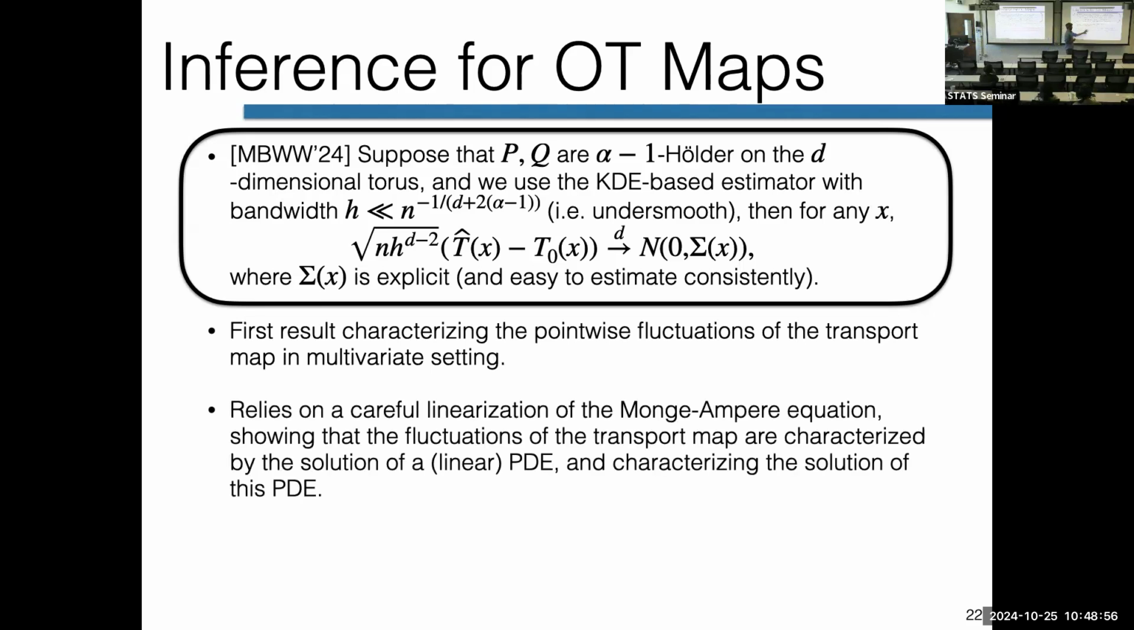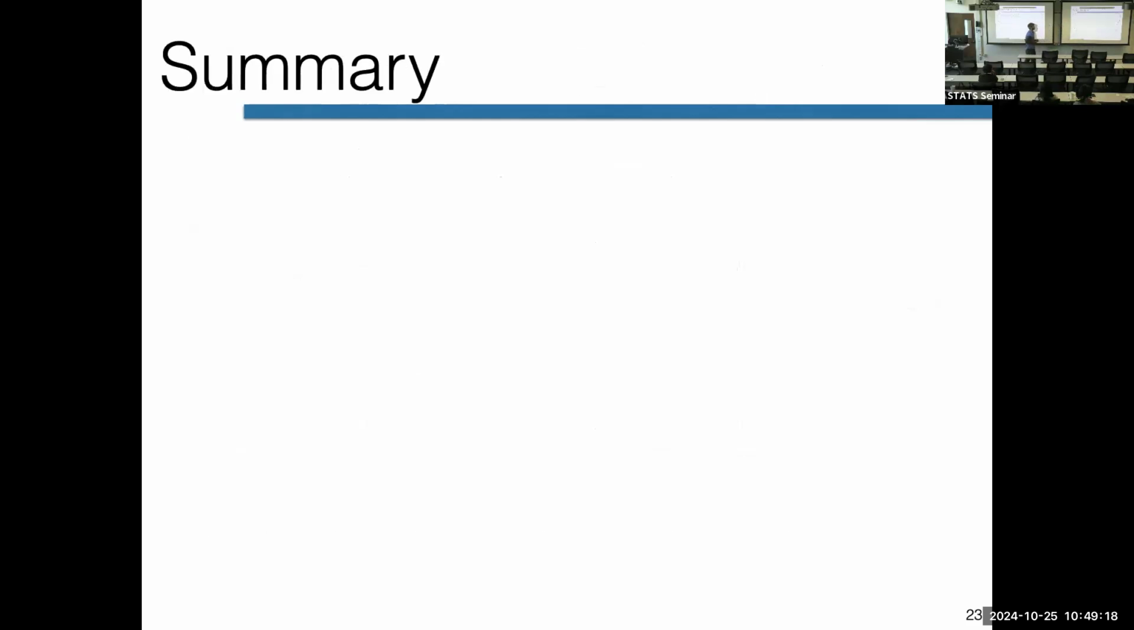I will not say how this is done, but roughly what you have to do is take that partial differential equation that I wrote down with the change of variables formula, called the Monge-Ampère equation, and then try to linearize it. It's a non-linear partial differential equation. You can try to convert it to a linear one by some approximations, and then try to study the solution of that linear PDE. It turns out to be quite some work.